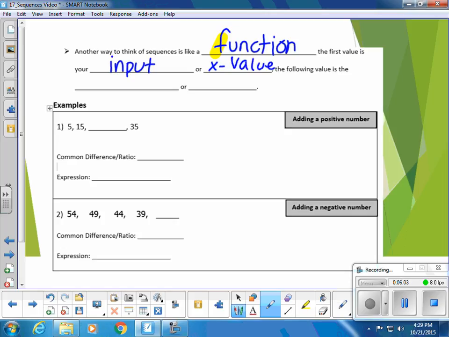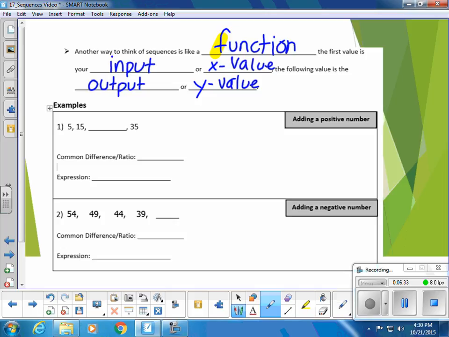And then the output is our y value. So if you've been in science before and they've asked you about independent variables and dependent variables, your independent variables are your input. That's what you're doing, what you're putting in. And the dependent variable is what's changing or what comes out when you change something. We'll come back and go through that at a later class.